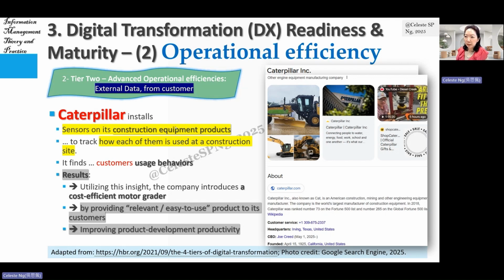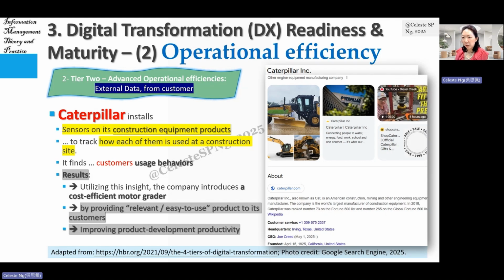All right, from the data that it collects through its sensor, Caterpillar is able to analyze, okay, to be able to better understand how customers use its construction equipment, right? So from customer usage behavior, Caterpillar is able to introduce to its customer a more cost-effective motor grader. All right. And then it's also able to provide more relevant and easy to use product to its customer.